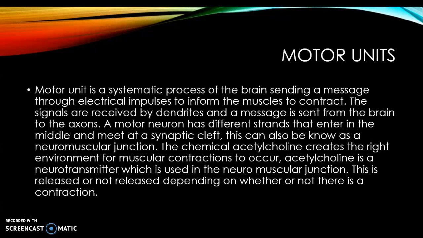The chemical acetylcholine creates the right environment for muscular contractions to occur. Acetylcholine is a neurotransmitter which is used in the neuromuscular junction, and this is released. This can depend on whether it's released or not released, on whether there needs to be a contraction or not.